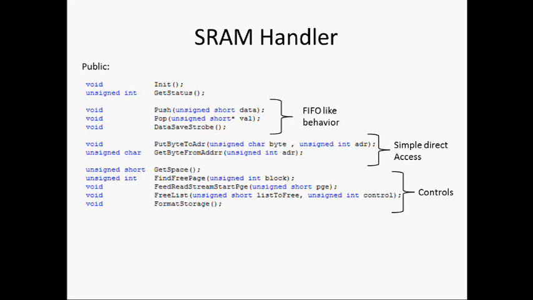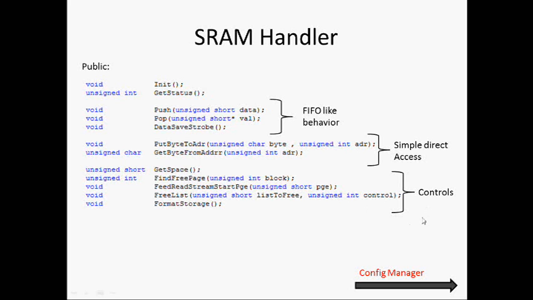Then there is a feed read stream start page and a free list. For the free list, we can see, of course, there is an argument which defines the list which is to be freed, and there is a second argument. I'm going to explain the second argument later in this video. Then there is a format storage function, and this is self-explaining. It just formats everything which is within the storage. The feed read stream start page function, I'm coming to this a little bit later in this video as well.